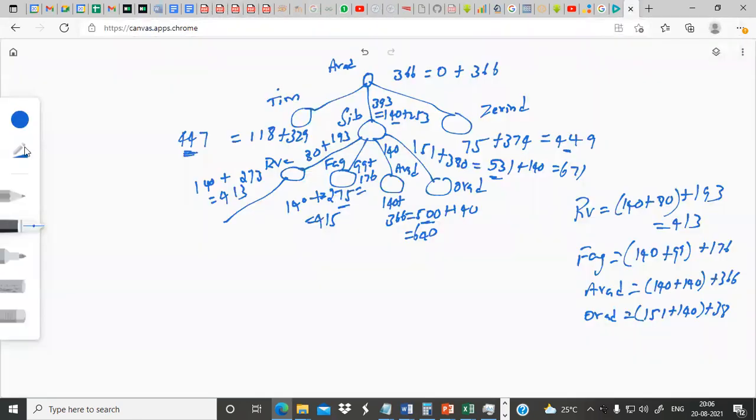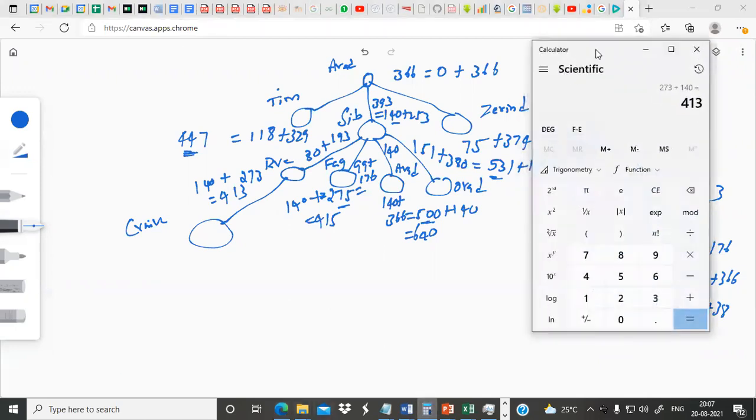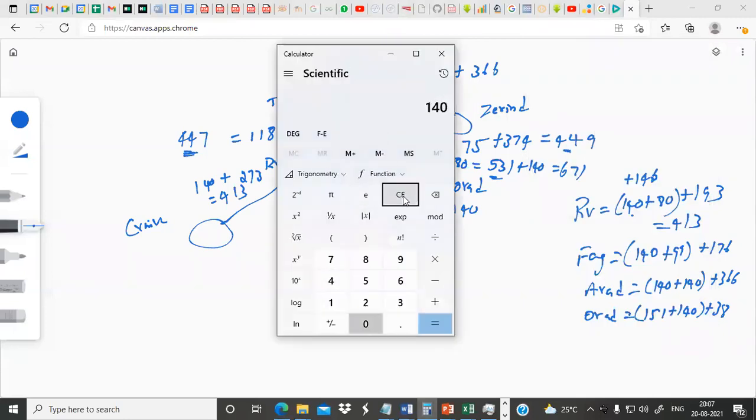Okay, so let me draw that. From RV you can reach Craiovia at the cost of 146. But what is already the actual cost of reaching RV? It is 140 plus 80. So to that again we have to add 146. So that will be 140 plus 80 plus 146.